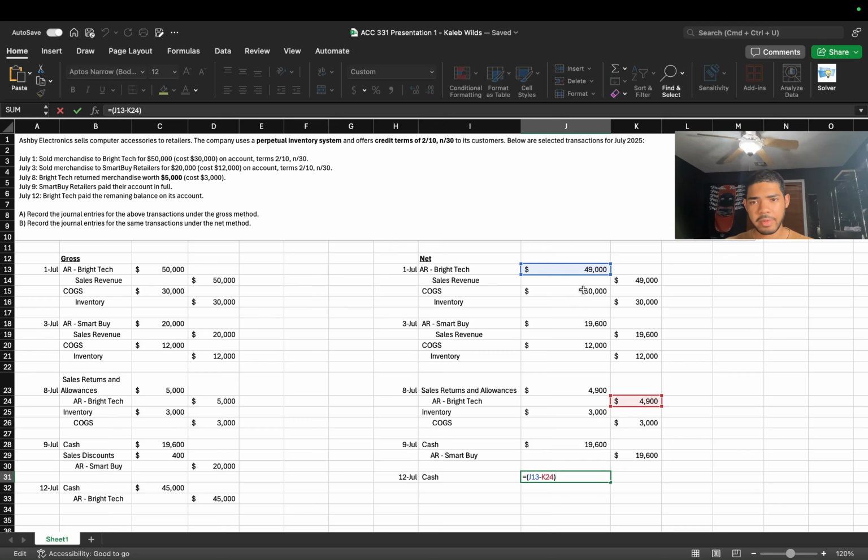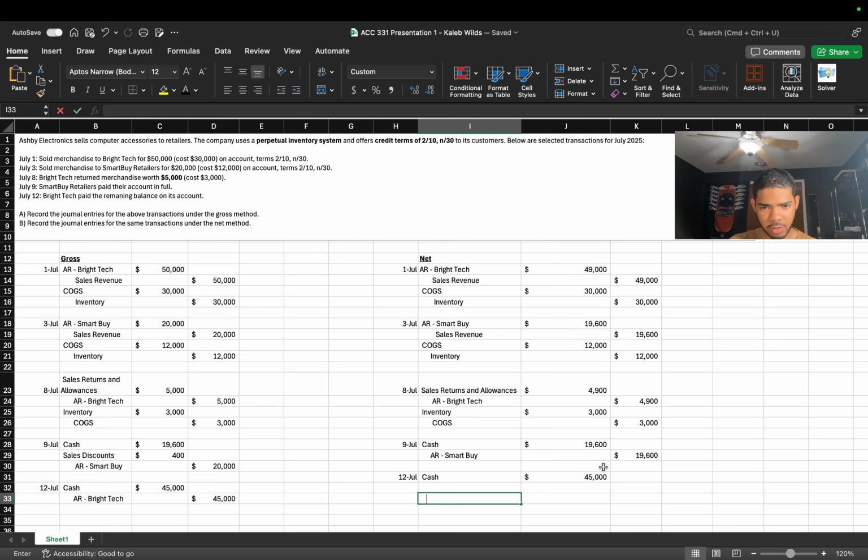So up here, if you remember, we multiplied this by 0.98. So we're just going to do the inverse of that. So we're just going to divide. And that's going to give us $45,000. So this is how much they ended up having to actually pay because they didn't pay within the discount period after we subtract the sales returns. So you know the credit here is going to be accounts receivables, of course.